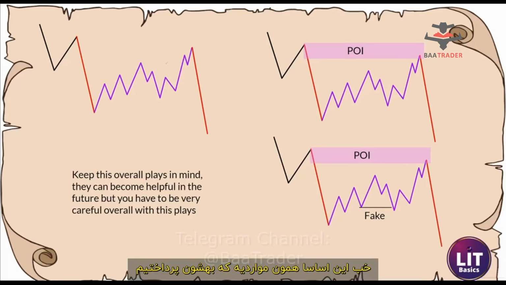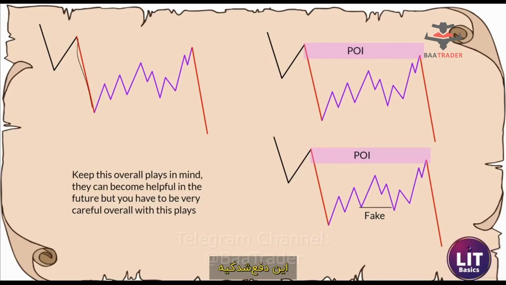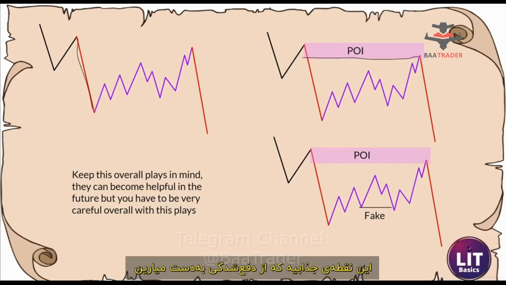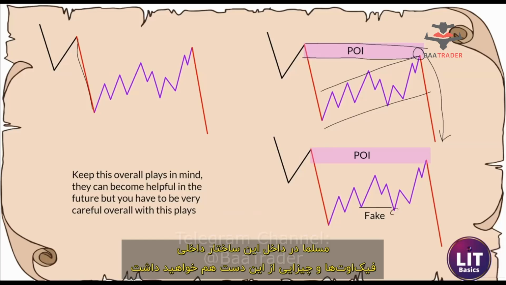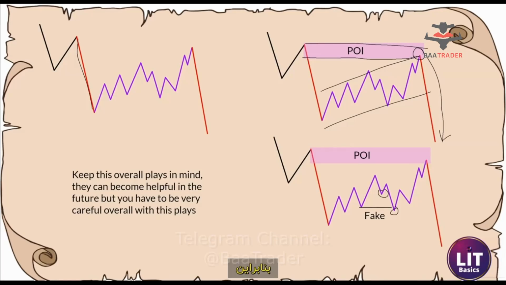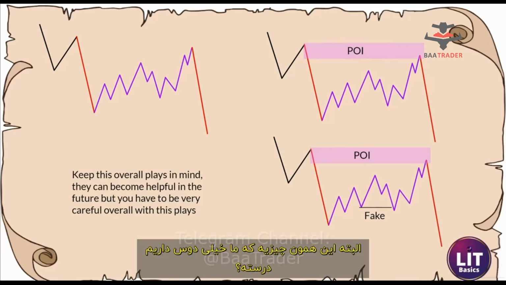So obviously this is just basically what we've been through. This is the push. This is the POI that you get from the push. This is obviously all internal structure. This is the mitigation, and then the continue. Obviously within this internal structure you're going to have fake outs and stuff like this, so just bear that in mind. That's what we love though, right?